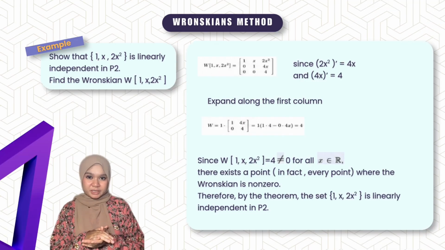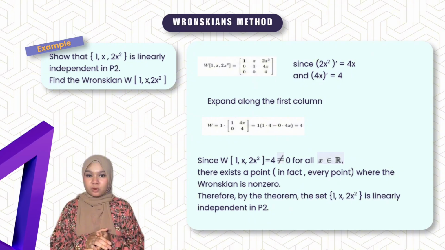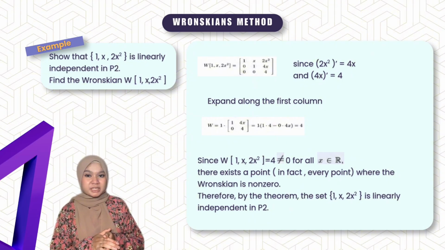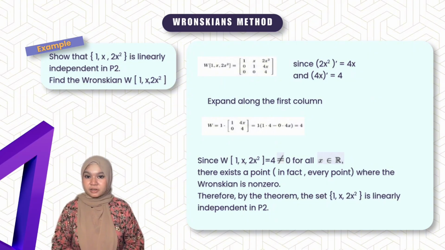In this example, we want to show that the set 1, x and 2x squared is linearly independent in P2. First, we form the Wronskian matrix and calculate its determinant. We obtain W equals 4, which is not equal to 0. Therefore, according to the theorem, the set is linearly independent.